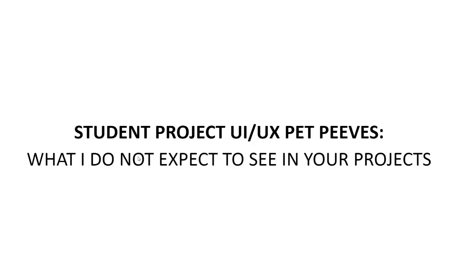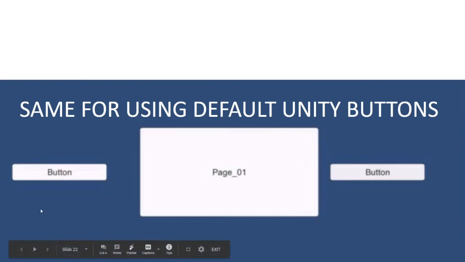So now that you've had a little experiment with that, something that I covered in a previous lecture, but I just wanted to reinforce again. These are some of my student UI UX pet peeves and things I don't want to see in your projects. So the first one is, I do not want to see this background or this color background.